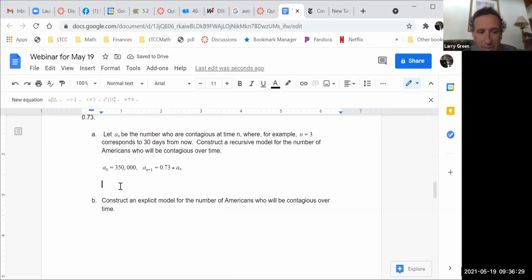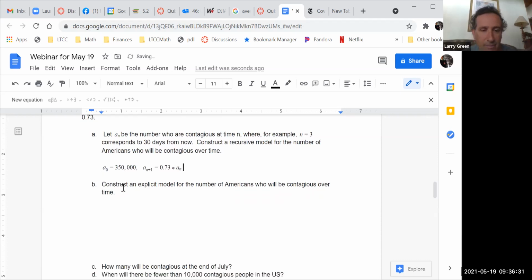And that is: construct an explicit model for the number of Americans who will be contagious over time. See if you can do that. And that one, it's all or nothing. Either you look at it, you say, oh, this is easy, and it'll take 5 seconds, or you'll sit there forever not knowing what it is. But it's actually really easy.